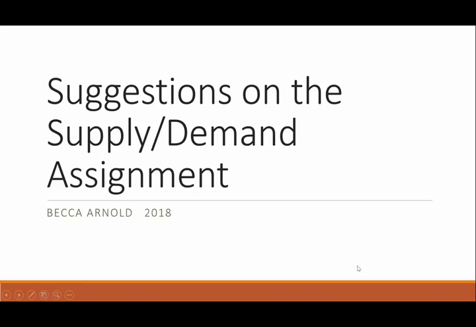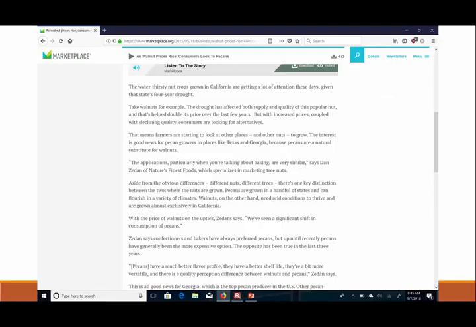Hi students, this is Professor Arnold, and I want to walk through an example of how to do the supply and demand assignment with you. We're actually going to walk through two examples, but it's one article. The article was written in 2015 at the end of a 4-year drought when the agriculture in California was severely affected. So this article can support an analysis of the market for walnuts and of the market for pecans.